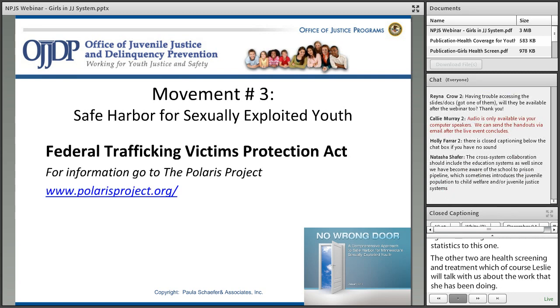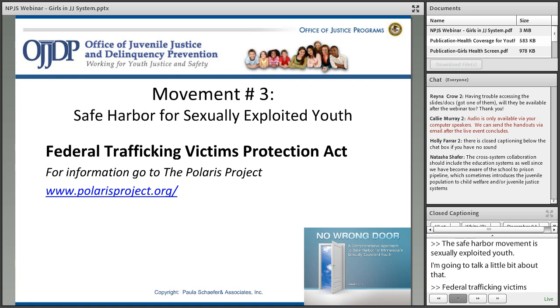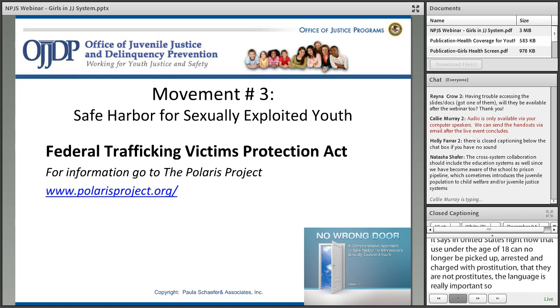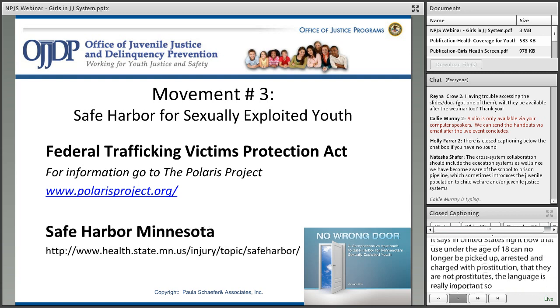Federal Trafficking Victims Protection Act, if you're not familiar with that, please find out about it. It says that in the United States right now, youth under the age of 18 can no longer be picked up, arrested, and charged with prostitution; they are not prostitutes. Language is really important, folks, so we need to stop calling kids prostitutes, and instead they are victims of sexual exploitation and sex trafficking. So you can find out more information about the federal law.